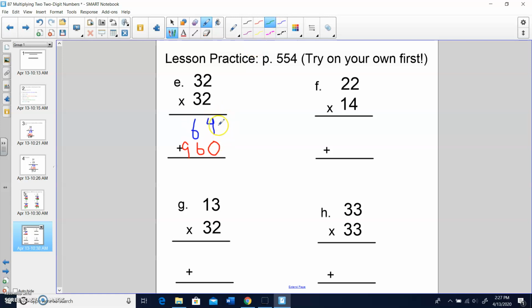I found the product for my ones place, the product for my tens place. I'm adding them together. 4 plus 0 is 4. 6 plus 6 is 12. Carry your 1. And then 1 plus 9 is 10, and I have nowhere left to carry it, so both come down. So 32 times 32 is 1,024. Go ahead and try F.